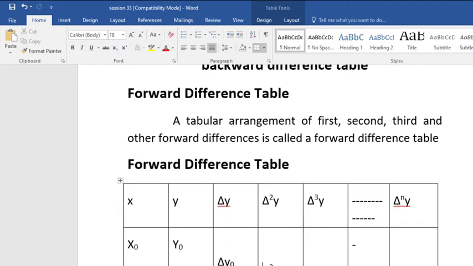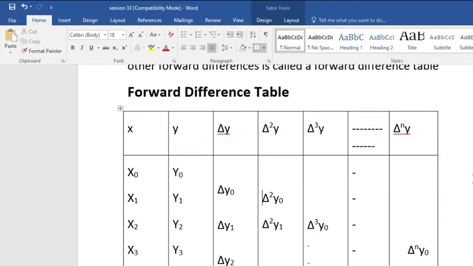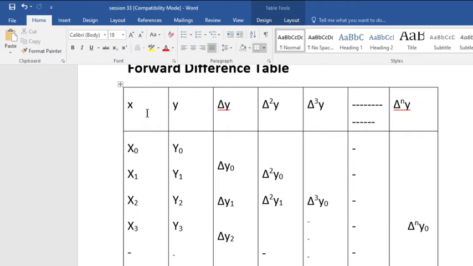First we shall define the forward difference table. A tabular arrangement of first, second, third and other forward differences is called a forward difference table. It can be drawn like this. In the first column we write the x values, and in the second column we write the y values corresponding to the x values. Then we write the first, second, third and other forward differences.